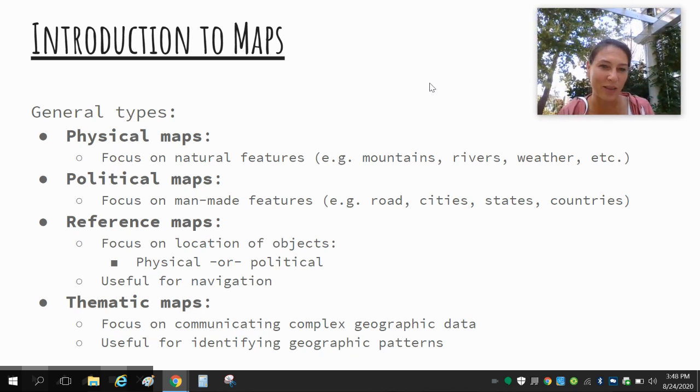Thematic maps are where it's at, though, because these maps focus on communicating complex geographic data. So they tend to focus on a single phenomenon, and they show you where that phenomenon is most relevant. And then you, as a budding geographer, will be able to draw some conclusions about a place based on certain characteristics that are identified through thematic maps. And they're the fun maps.